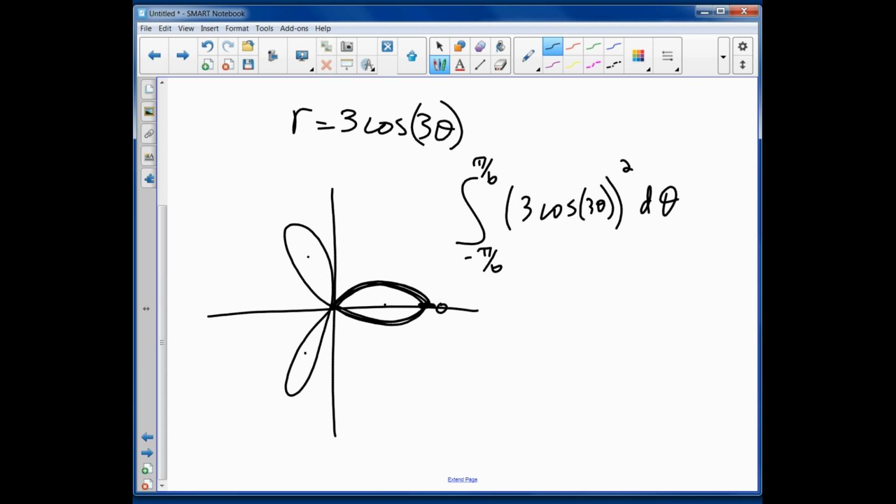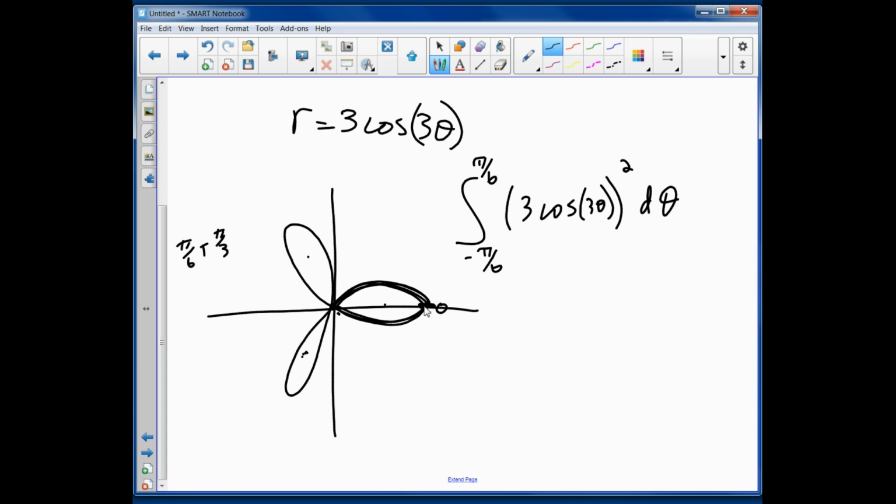Pi over 2. This is 2 pi over 6. Well, it's pi over 2. Yeah, so I could have gone from pi over 6 to pi over 2. That would have given me the area of this petal. Or I could have gone from pi over 2 to 5 pi over 6, and that would have given me the area of this petal.